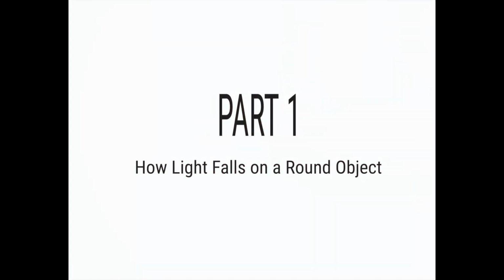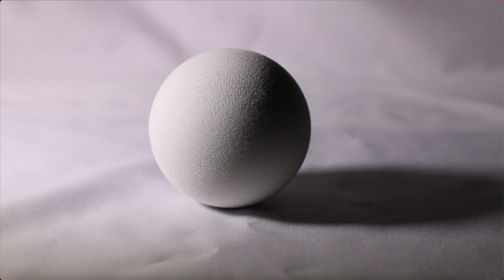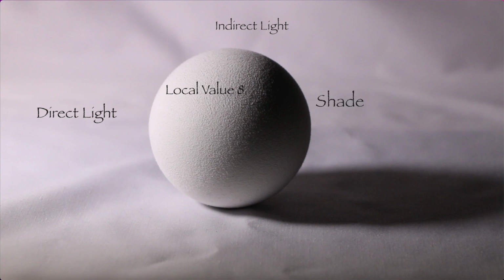Part 1, how light falls on a round object. In this video, we're going to look at terminology of light around a sphere. We have local value 8. We have direct light on the left side plane. On the top side plane, we have indirect light. That's the light that's bouncing around the space. We have our shade side on the right side plane. And in the underplane, we have some reflected light bouncing back off of the ground that the sphere is on.